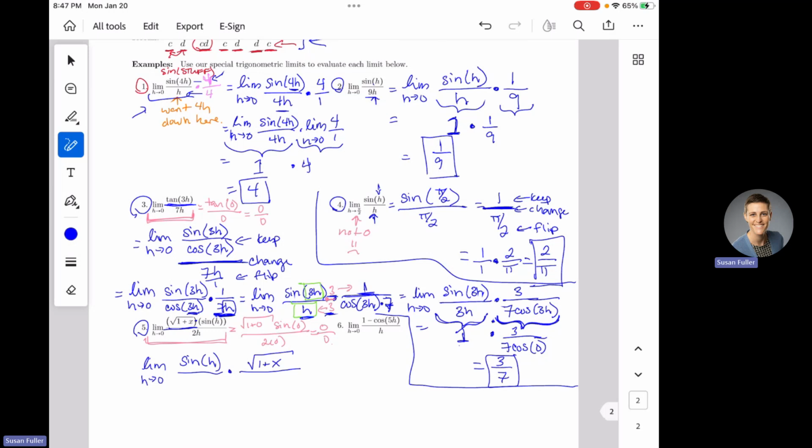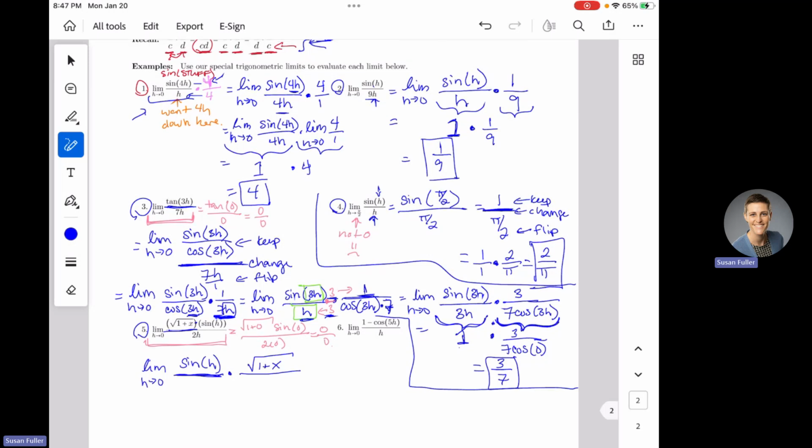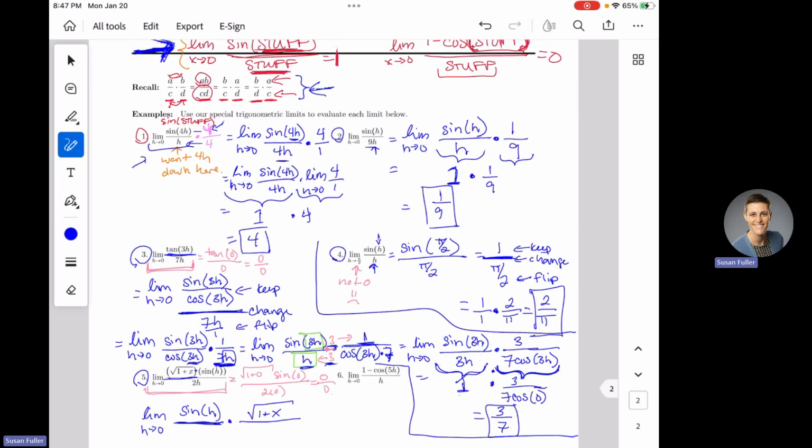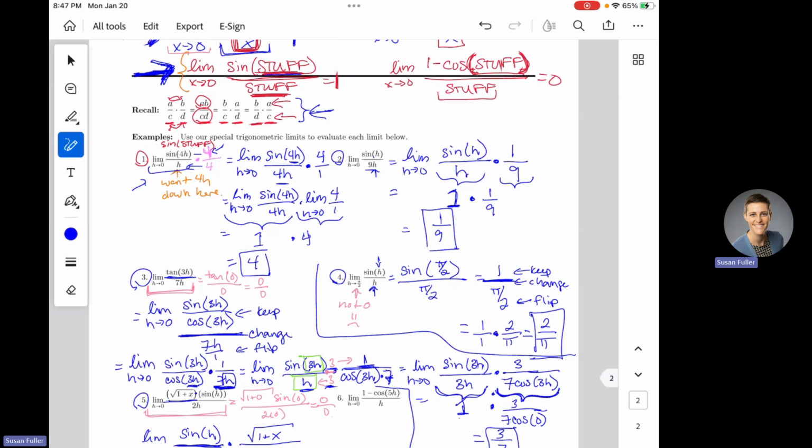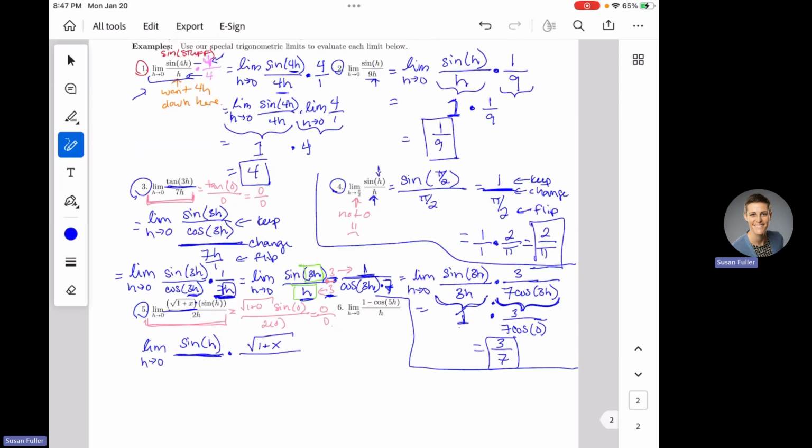Okay, so now we have to deal with the bottom part. So now that I have this sort of separated out into my gift and my extra stuff, if I'm going to use my gift, I need the stuff inside my trig function, inside my sine, to match the stuff on the bottom. So what do I need on the bottom to finish my gift here?